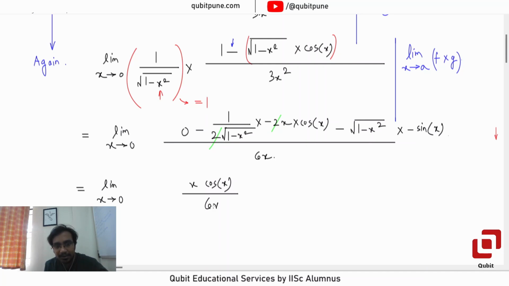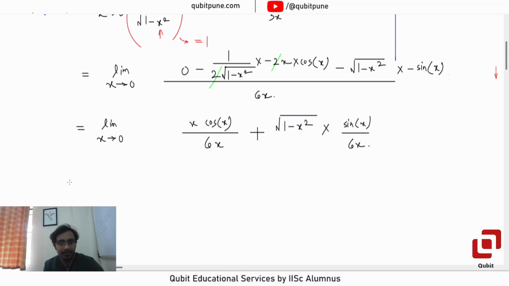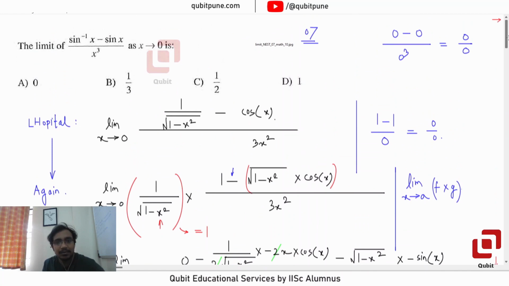and 6x in the denominator, minus. Let's keep this root 1 minus x squared as it is. This negative sin x is there, so let's make it positive, and then we have our famous limit sin x upon x. Let's not forget that it is actually 6x, but sin x upon x, that limit is 1. So at the end, what are we getting? X will get cancelled. Cos 0 is 1, so this is 1 upon 6, plus 1 into 1 upon 6. 1 upon 6 plus 1 upon 6 is how much? 2 by 6 or 1 upon 3. The answer is 1 upon 3.